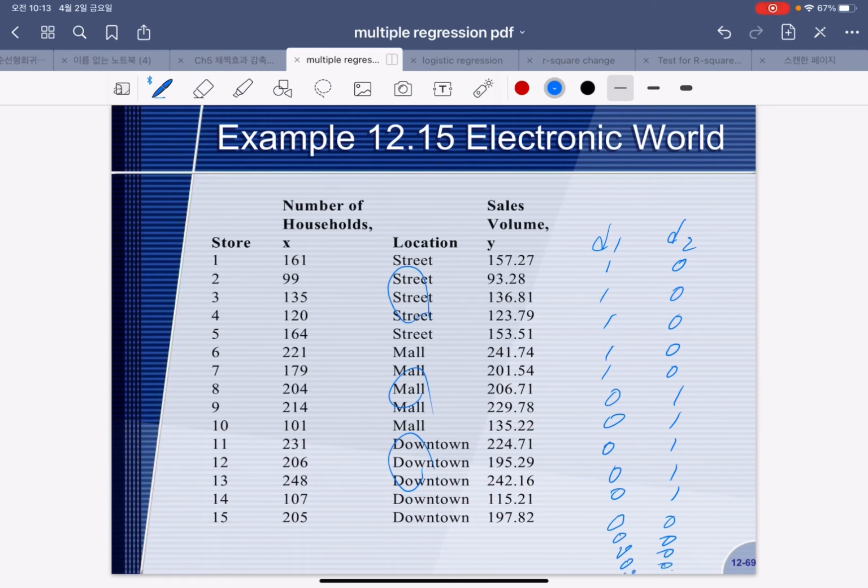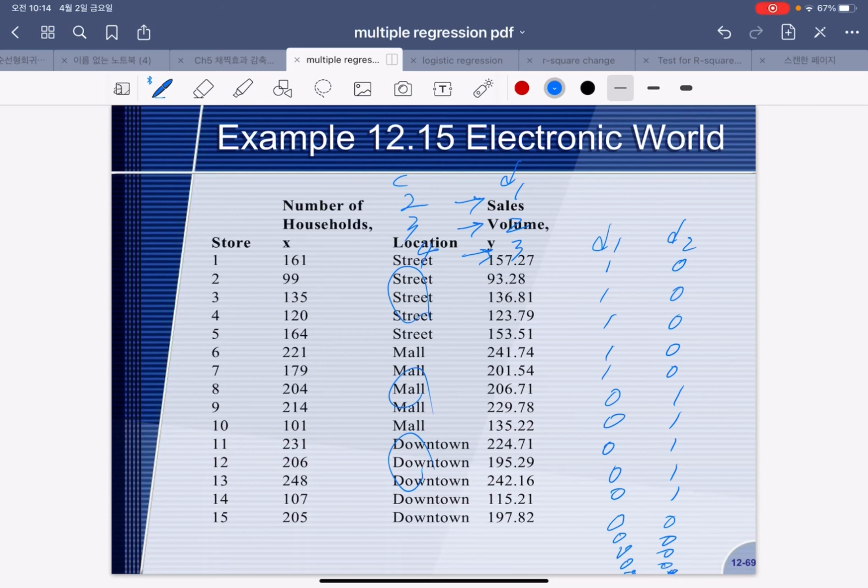So it turns out that the number of dummies that you need is equal to the number of categories minus 1. Two categories, then you need one dummy. If you have three categories, you need two dummy variables. If you have four categories, you need three dummy variables. Now let's do an example here.